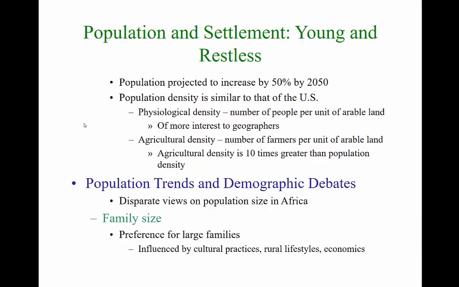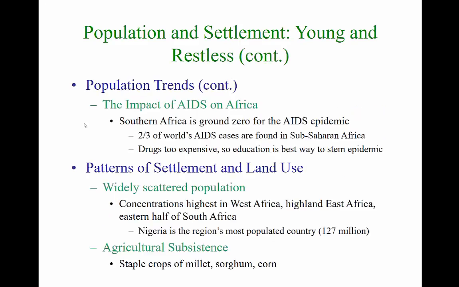This is very fragile. In terms of population, it's projected to increase by 50% by 2050. Population density similar to that of the U.S. We've got really different population trends. They've got a preference for larger families. So as you can imagine, some of the rate of natural increase that we have there is going to be stemmed by some issues of crude death rate and emigration.